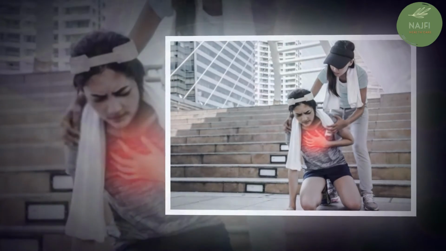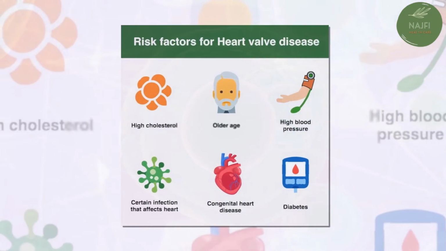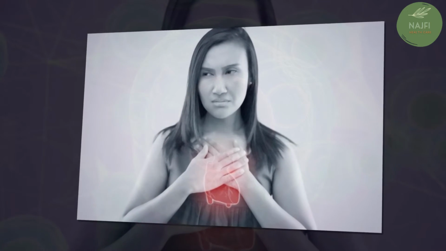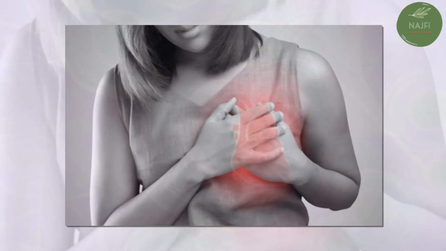Any valve in the heart can become diseased, but the aortic valve is most commonly affected. Diseased valves can become leaky, where they don't completely close. This is called regurgitation. If this happens, blood leaks back into the chamber that it came from and not enough blood can be pushed forward through the heart.